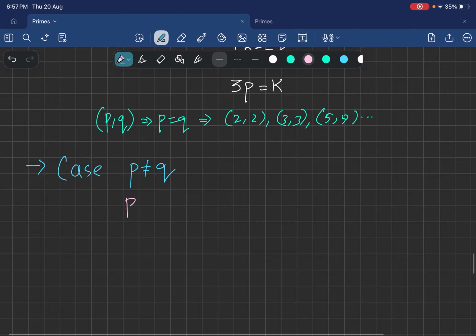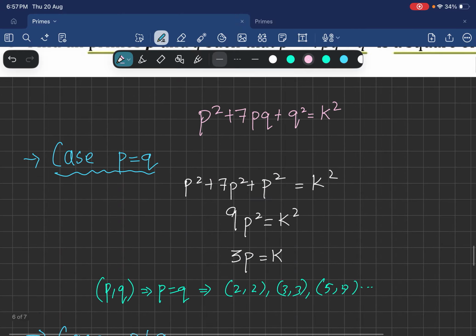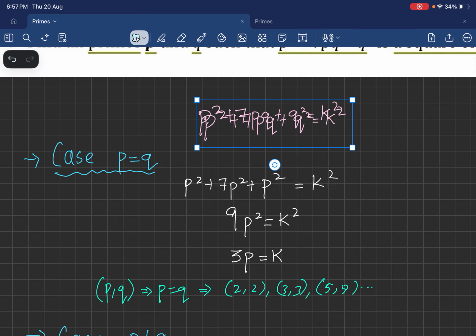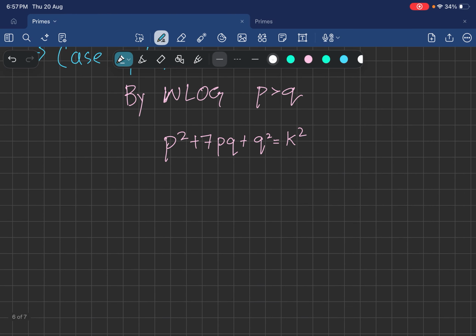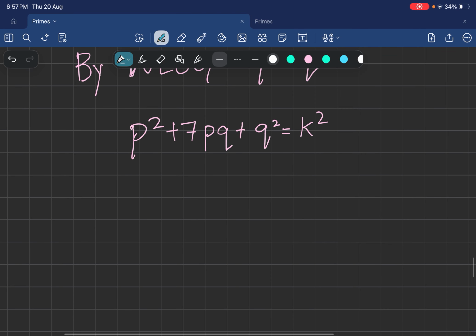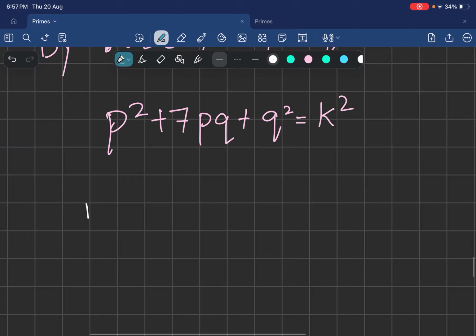P is not equal to q. So without loss of generality, we can assume p is greater than q for a second. Let's see what happens. I have told you earlier that whenever you have two equations or a single equation, the very first thing that you should always do in number theory is to make factors, because then we can restrict by bounding. Let's see if we can convert this equation into factors.